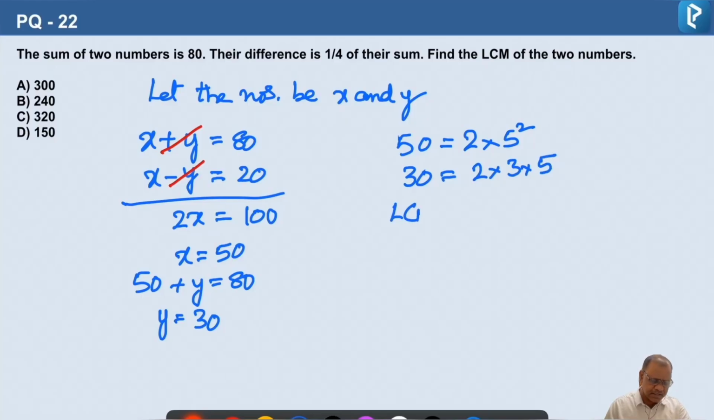So what is the LCM? 2's highest power is 1, 3's highest power is 1, and 5's highest power is 2. So that is 25. 25 times 3 is 75. 75 times 2 is 150. So the LCM is 150 for the two numbers. Option D is the correct answer.